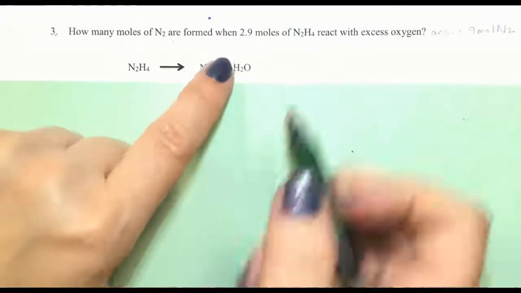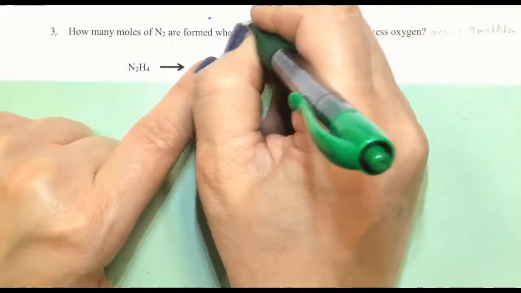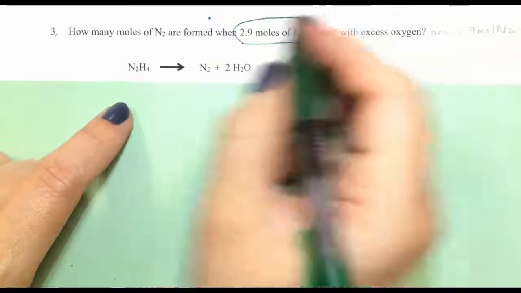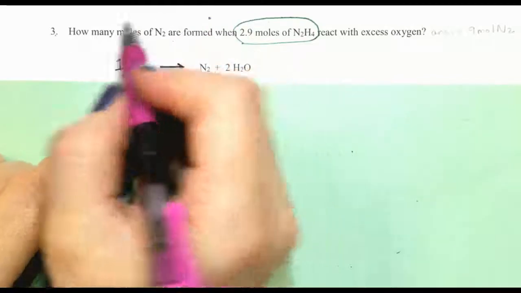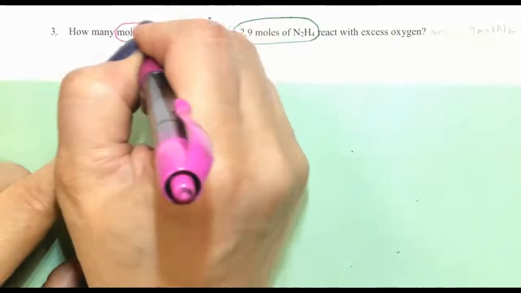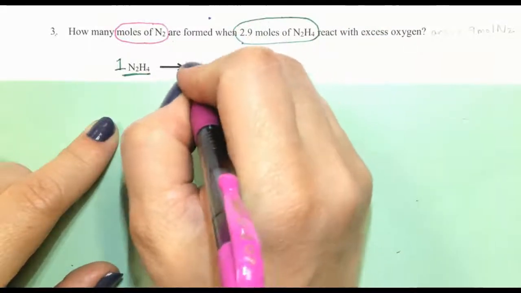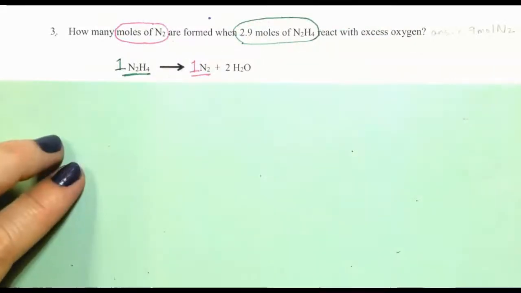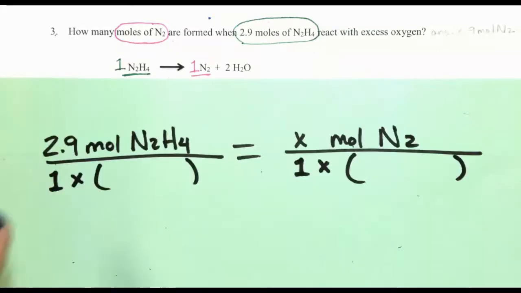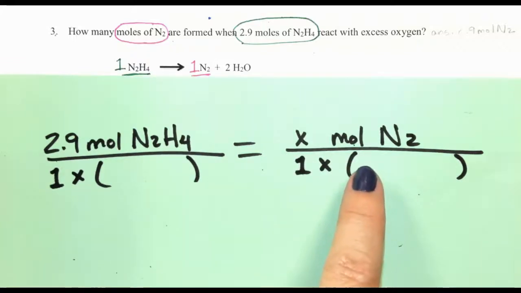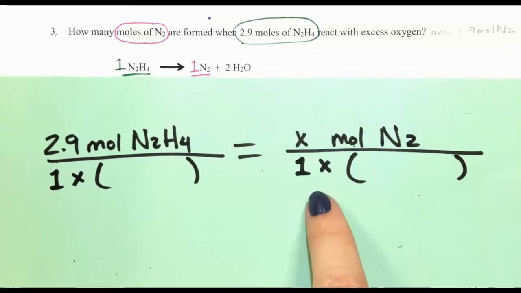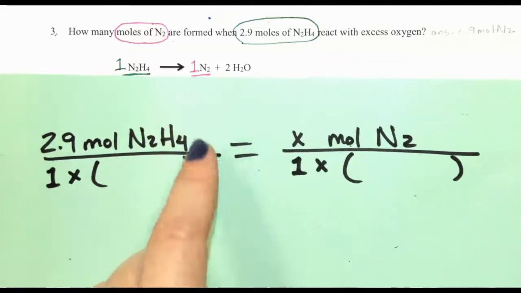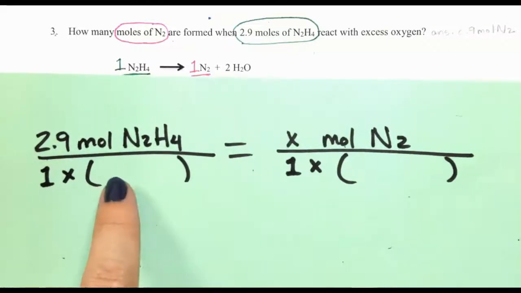In this one, identify your given. 2.9 moles of N2H4 is our given. N2H4 is this right here, which has a coefficient of 1. Then our unknown is how many moles of N2. So that makes this our unknown, and it also has a coefficient of just 1. So now we can set up our proportion. So our given is 2.9 moles of N2H4, and our unknown is the X moles of N2. And then below, you're going to put the coefficient of 1 there and 1 there, because those are our coefficients in the equation. And then remember, the numbers at the bottom in the parentheses have to match.